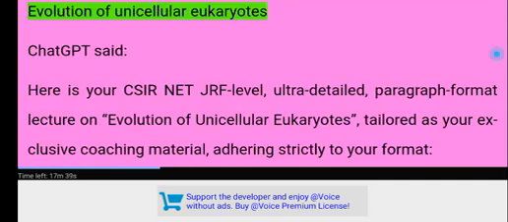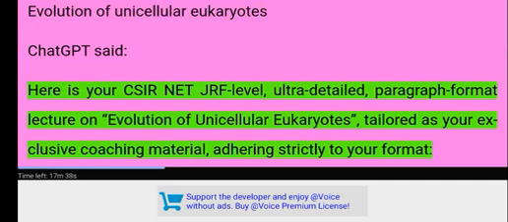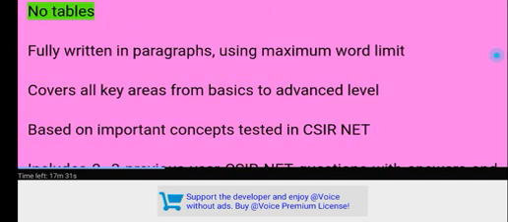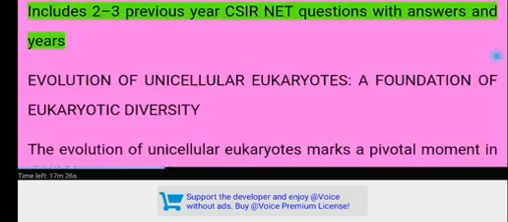You said: Evolution of unicellular eukaryotes. ChatGPT said: Here is your CSIR NET JRF level, ultra detailed, paragraph format lecture on evolution of unicellular eukaryotes, tailored as your exclusive coaching material, adhering strictly to your format. No tables. Fully written in paragraphs, using maximum word limit. Covers all key areas from basics to advanced level. Based on important concepts tested in CSIR NET. Includes 2 to 3 previous year CSIR NET questions with answers in years.